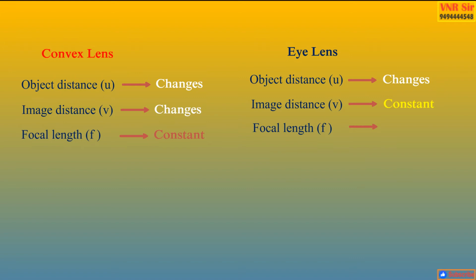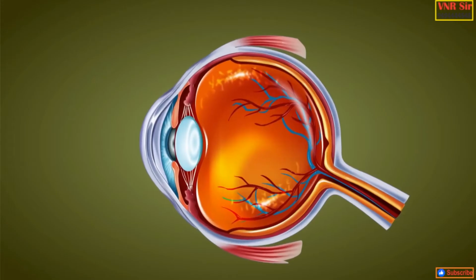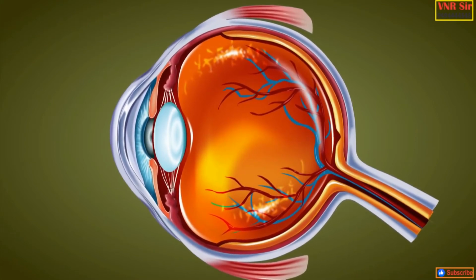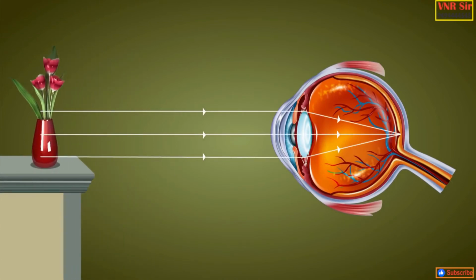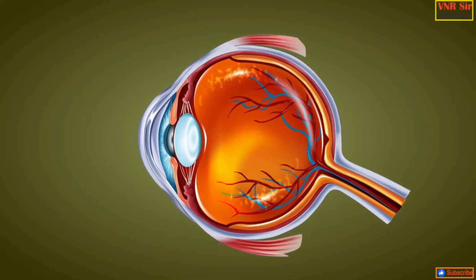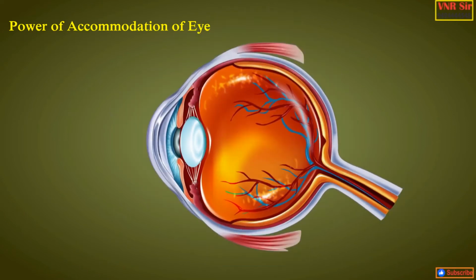This is possible only by changing the focal length of the eye lens. This is done by the ciliary muscle. The ciliary muscle attached to the eye lens is relaxed when we see a distant object, increasing the focal length of the lens. But when we see near objects, the focal length of the eye lens decreases by stretching the ciliary muscle. This is why we get pain when we see closer objects for a longer time, as the ciliary muscle is stretched. This ability of the eye to adjust its focal length is called power of accommodation.